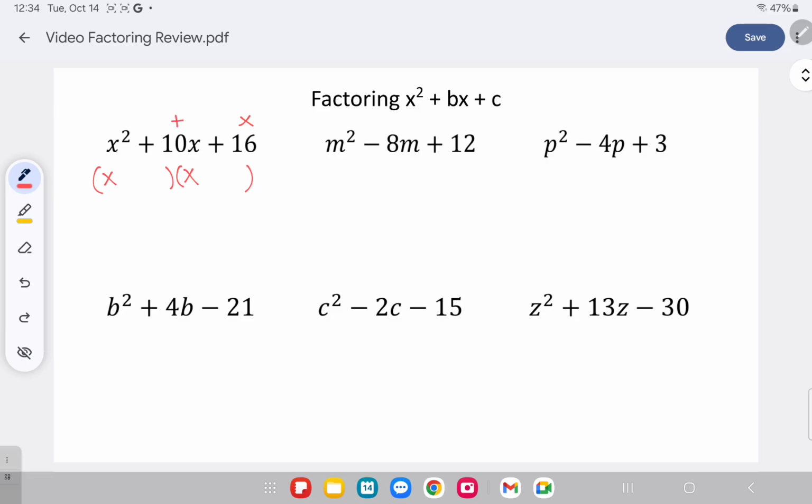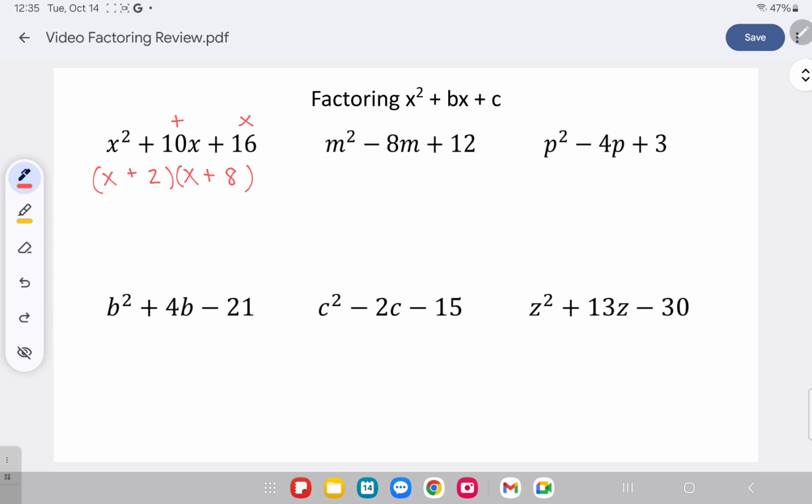Then we're going to come up with two numbers that multiply to 16 and add to 10. Because we want them to multiply to be a positive number, we know the signs in our parentheses need to match. They're either going to be plus plus or minus minus. And because they're adding to positive 10, they're going to be plus and plus. So we're looking for two positive numbers that multiply to 16 and add to 10. And those two numbers are 2 and 8.